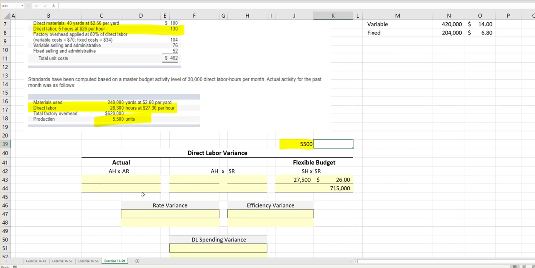to make our 5,500 units. What did we actually spend? Well, we worked 28,300 hours.